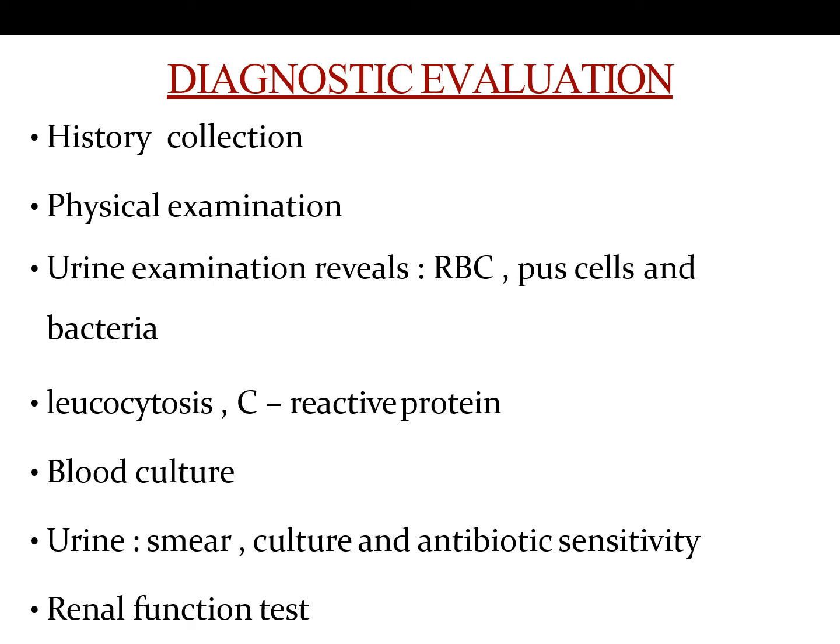Diagnostic evaluation is by history and physical exam. Urine examination reveals hematuria, pus cells, and bacterial cells. We could have leukocytosis and elevated C-reactive protein. We could have septicemia, and we can do urine culture and antibiotic sensitivity, and a renal function test if we suspect renal injury.